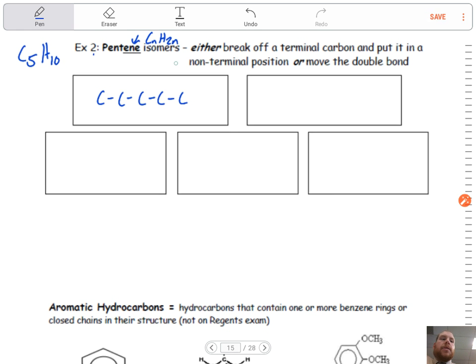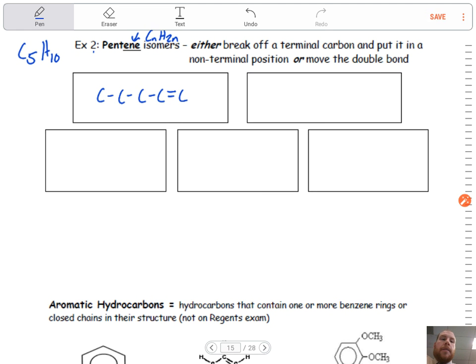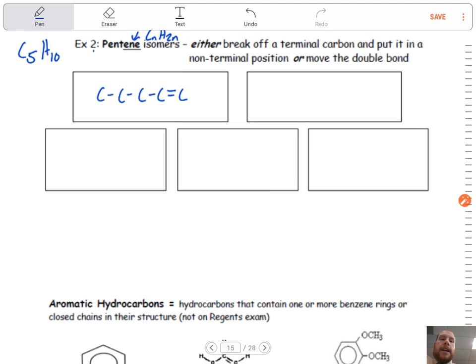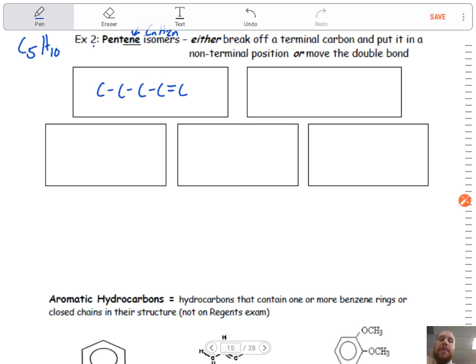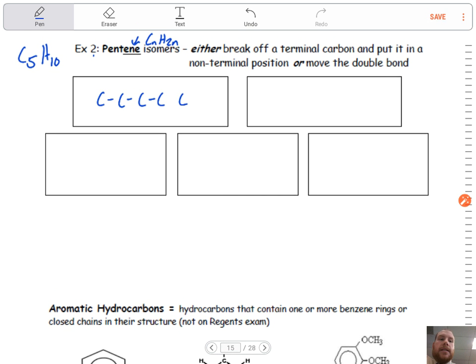If there's no number associated there, guys, you can assume the double bond is going to be on the first carbon, whether you start from the left side or the right side. Okay, whichever way you want to name it. This is the same structure as this. Those both are the same structures. So now fill in your hydrogens.